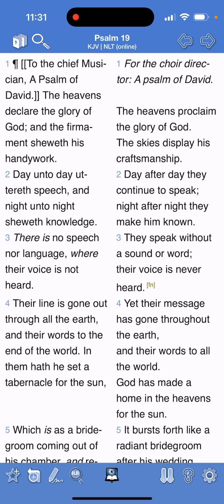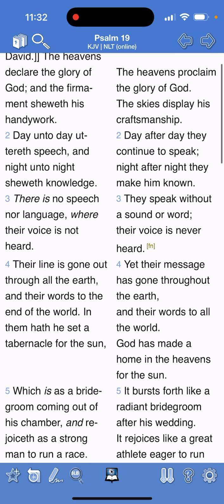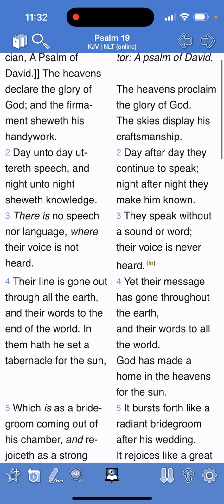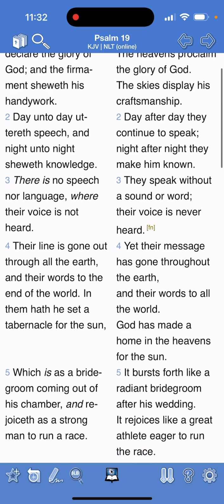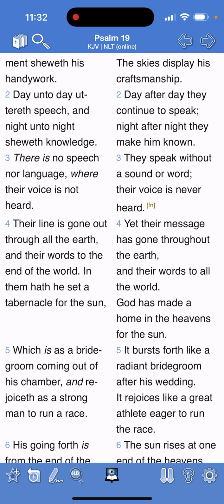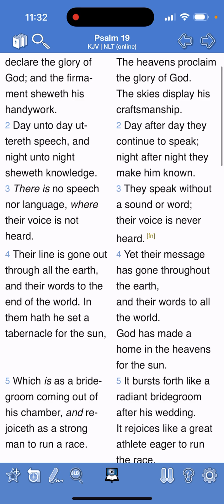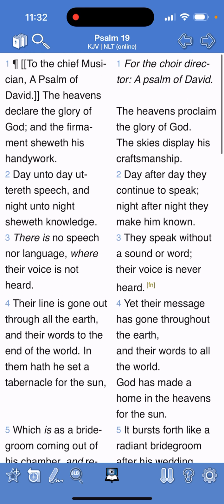Day unto day uttereth speech. It's that sun coming up every day, going down every day, those stars aligned in the galaxies and these undiscovered places. All of this is giving evidence. All of this should be increasing your faith in the Lord. Day unto day uttereth speech, and night unto night sheweth knowledge. There is no speech nor language where their voice is not heard. Who is their voice? Their voice is the heavens and the firmament.